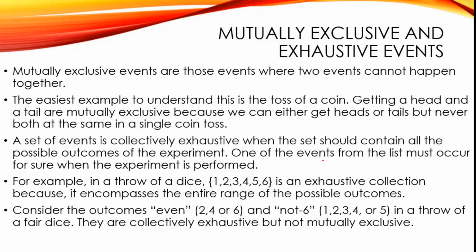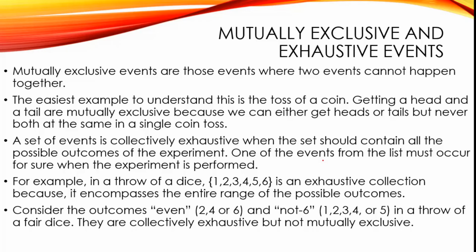For example, in a dice, a red dice, there are 6 outcomes. So what is the chance of getting 1? 1 by 6. 2, 1 by 6. 3, 1 by 6. 4, 1 by 6. 5, 1 by 6, and 6 also 1 by 6. Now my sample space consists of all 6 of them. As I said in the beginning also, if you add all these 6, the answer comes as 1. So the answer should be 1 here. There is no chance of some other outcome. For example, a dice is an exhaustive collection because it encompasses the entire range of all possible outcomes.